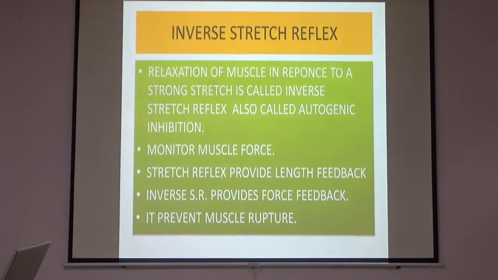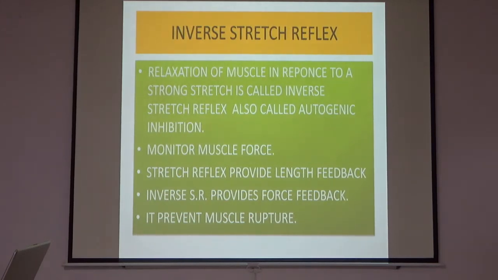Then we come to the inverse stretch reflex. We saw in the beginning that there was the stretch reflex, or myotatic reflex, and then the inverse stretch reflex, whose receptors are the Golgi tendon organs. They are found in the tendons of the muscle. Here, the relaxation of the muscle in response to a strong stretch is called the inverse stretch reflex. So when there is a strong stretch, this causes relaxation of muscle, and that's why it is called the inverse stretch reflex.